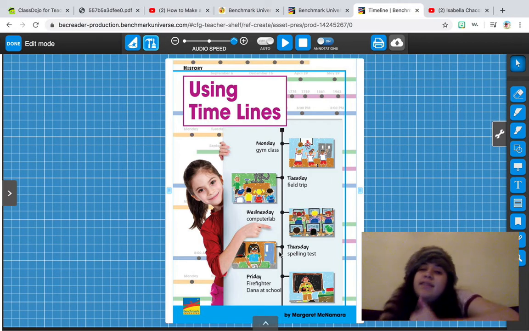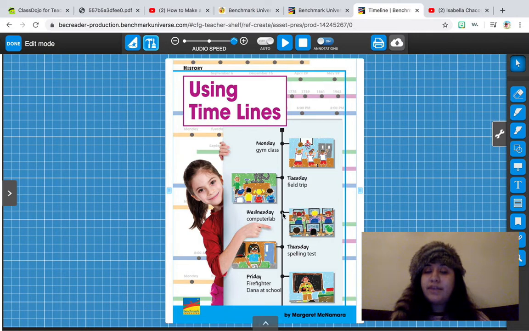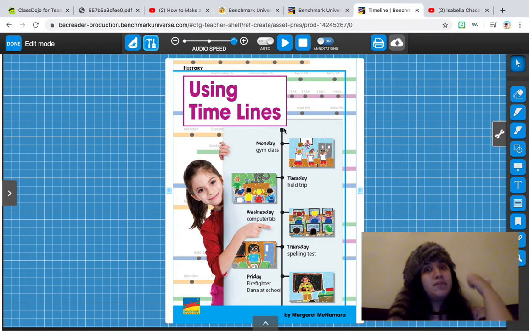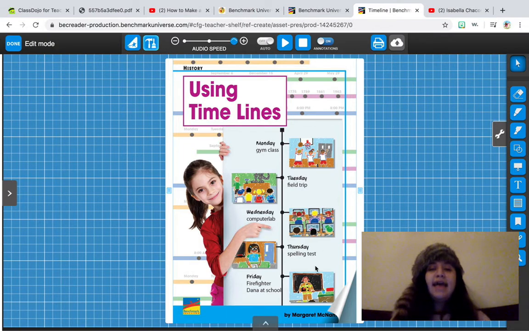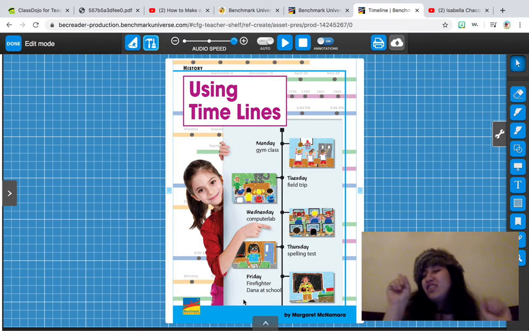If I wanted to find out what we did in the past, I would go back on my timeline and say, Wednesday in the past, we had computer lab. Tuesday in the past, I had the field trip. And on Monday in the past, we had gym class. So our timelines can tell us about the past. It can tell us about the present because today is Thursday, the present. And it can tell us about the future, because on Friday, on this timeline, it says firefighter Dana at school. So timelines are really cool because it kind of looks like a map and it shows us all about the past, the present, and the future.